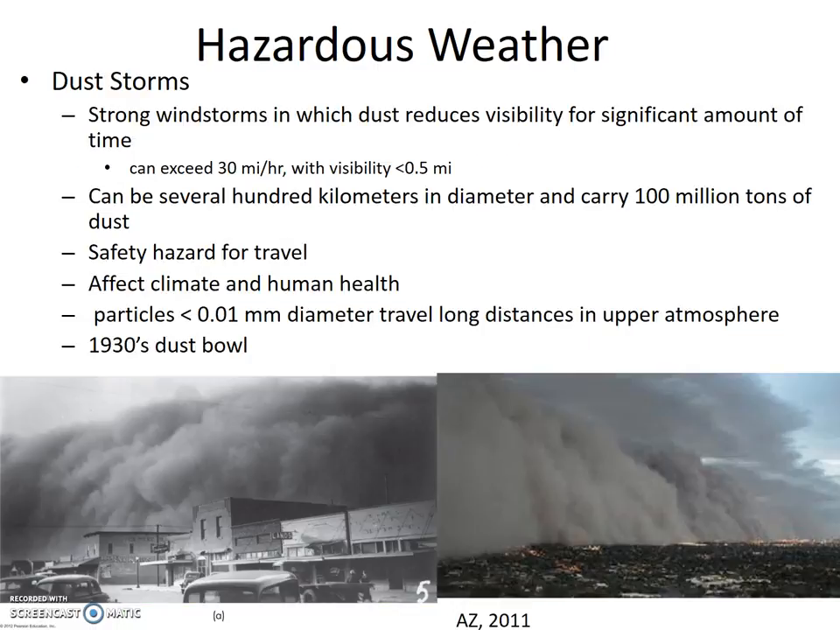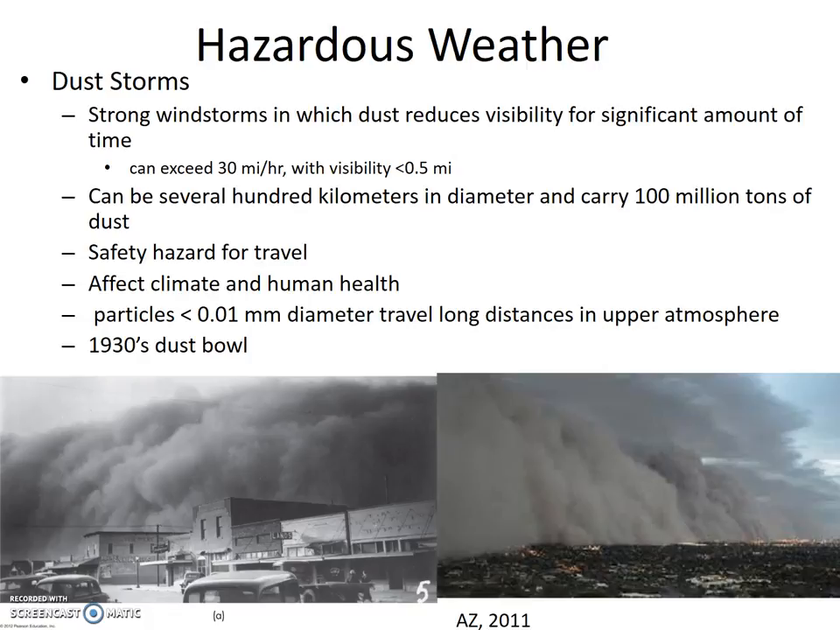Another type of hazardous weather, dust storms. These are strong windstorms in which dust reduces visibility for a significant amount of time. Winds can exceed 30 miles per hour with visibility less than 0.5 miles. A dust storm can be several hundreds of kilometers in diameter and carry 100 million tons of dust. It is a safety hazard for travel and can affect climate and human health.